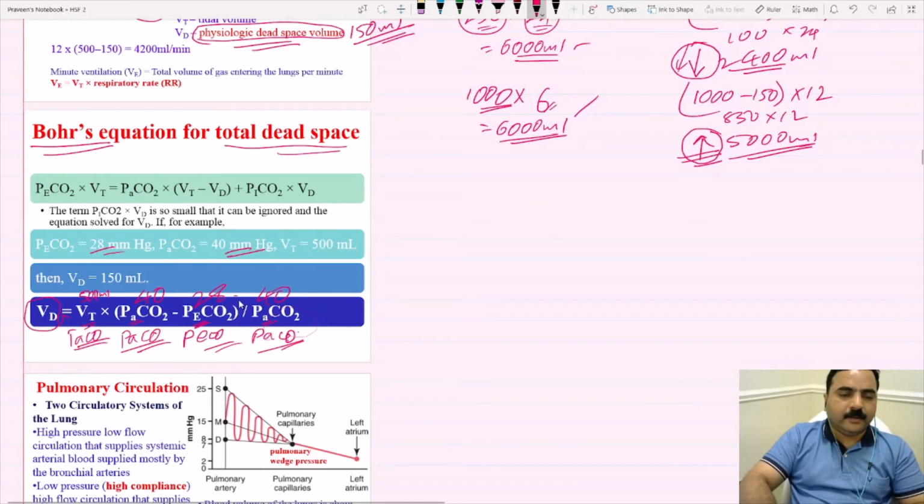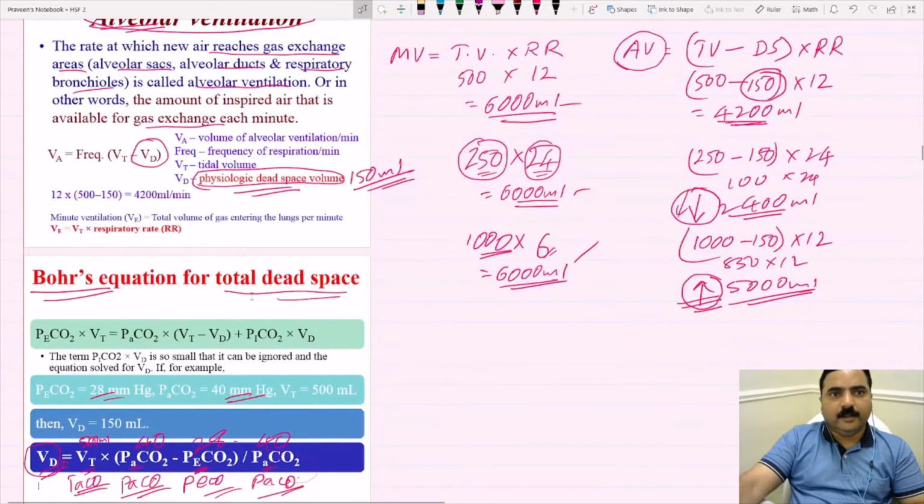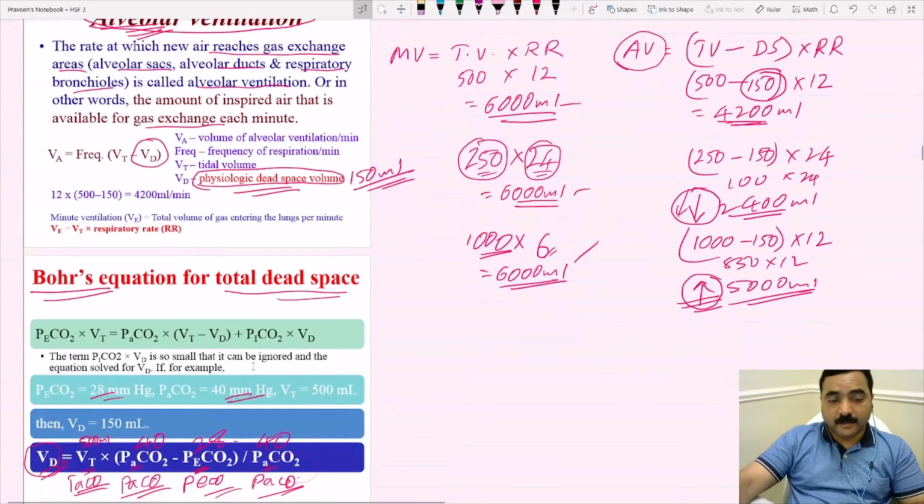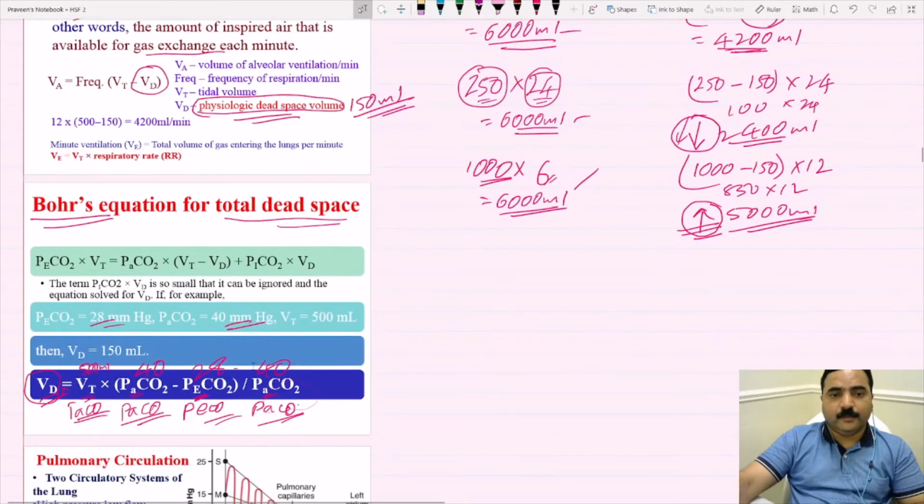Normally, if the question gives you these values, you can put them here and calculate the dead space. The purpose of calculating the dead space is mainly to calculate the alveolar ventilation. What is the purpose of calculating the alveolar ventilation? It is to put it in the equation of the alveolar ventilation by perfusion ratio. This ratio is very important to distinguish various pulmonary disease conditions. We are going to discuss that now.